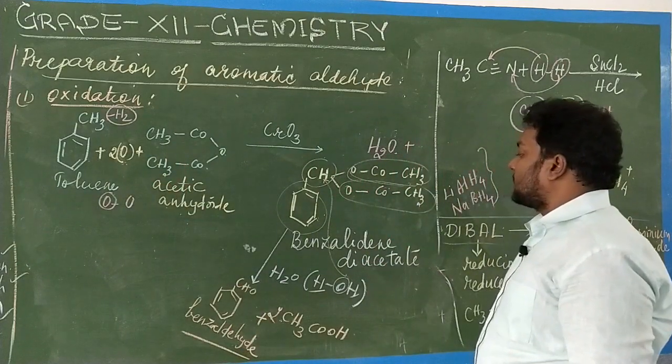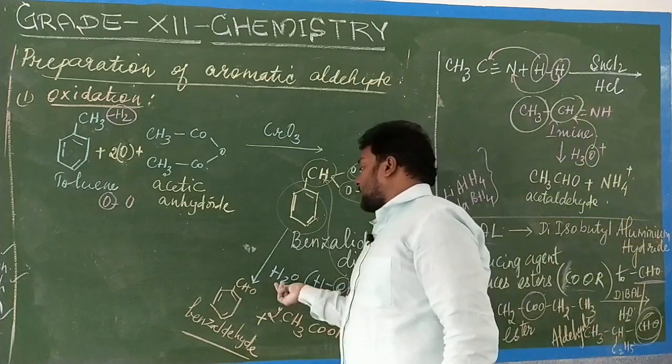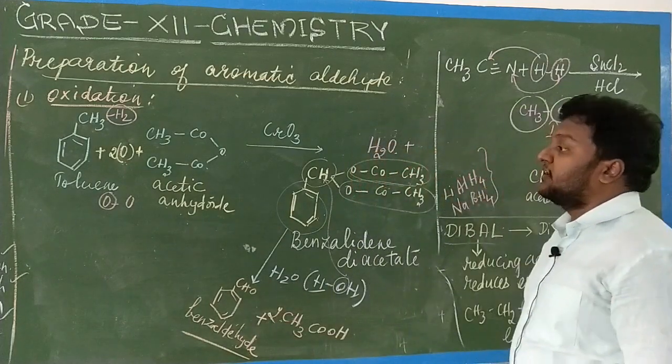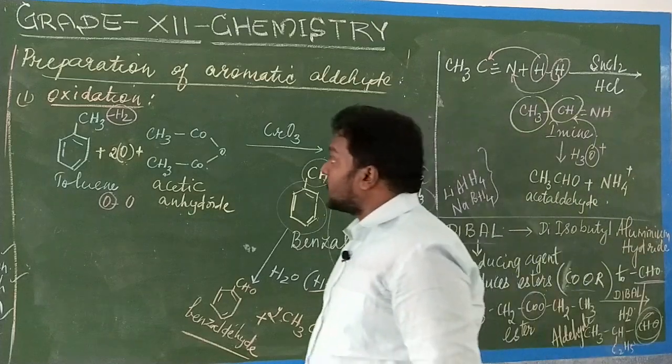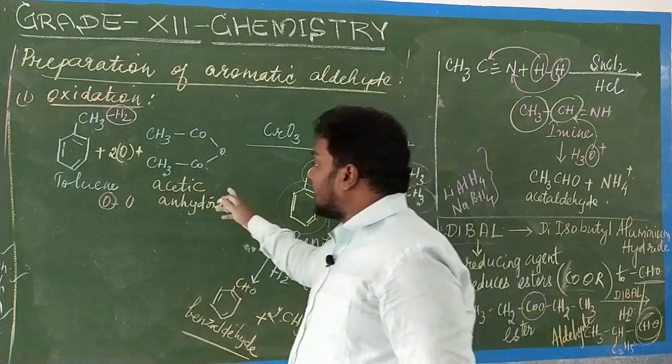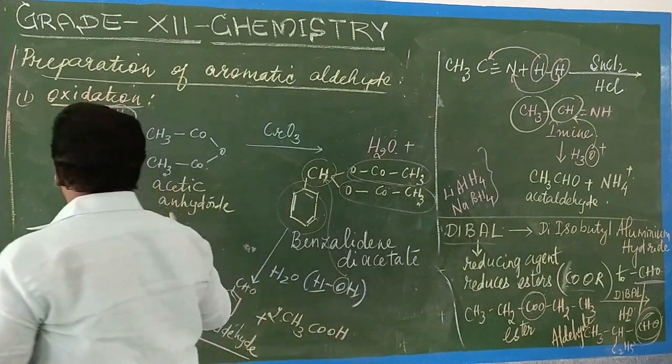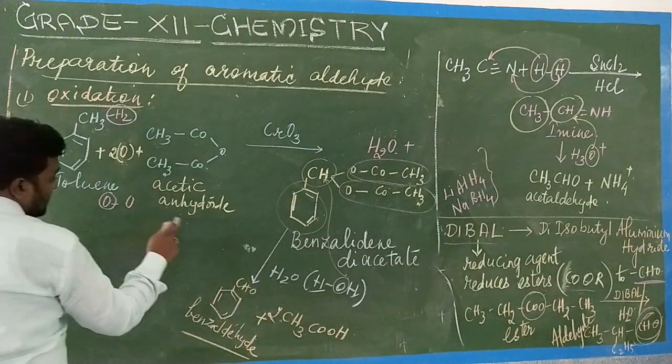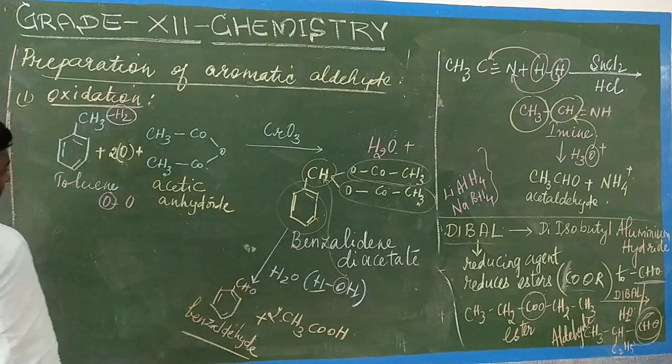So this is called benzalidine diacetate. On hydrolysis with water, it gave rise to the formation of benzaldehyde. This is the oxidation method using acetic anhydride. Why are we using this acetic anhydride? This acetic anhydride further prevents the oxidation of aldehydes to carboxylic acid.